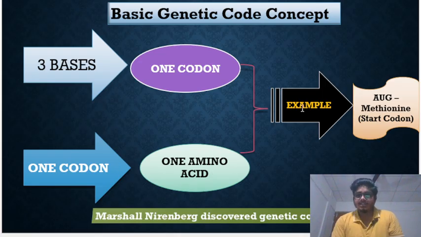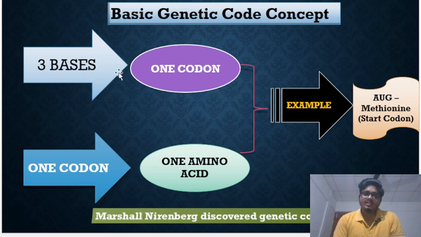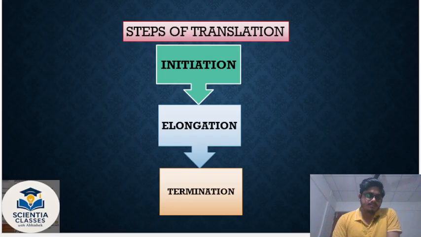Right, here is an example. This is AUG: adenine, uracil and guanine. These three will make methionine. Methionine is the amino acid. This is the start codon, and it was discovered by Marshall Nirenberg. He discovered that three bases make one codon and one codon codes for one amino acid.